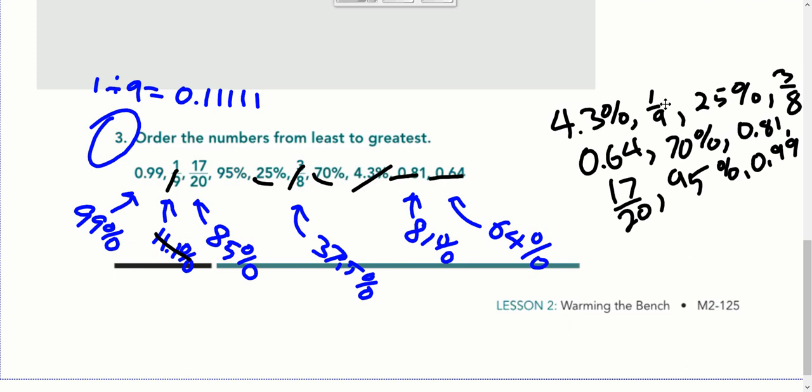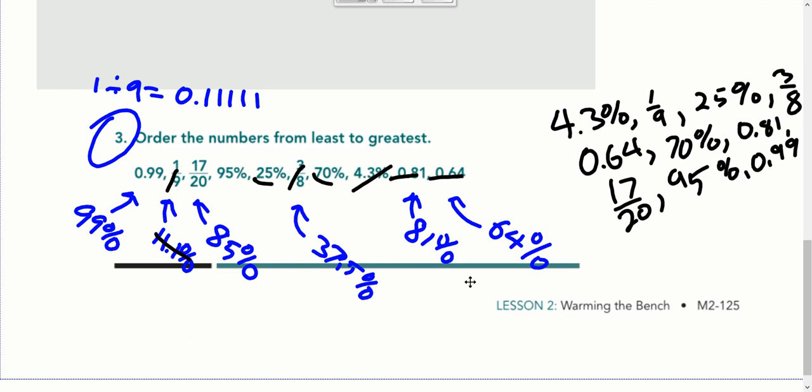As seen here, it's 4.3%, 1/9, and 25%, and so on. Before you put them in order, you have to change them back to their original form. So, for example, for 1/9, instead of it being 11%, it became 1/9 again over here.